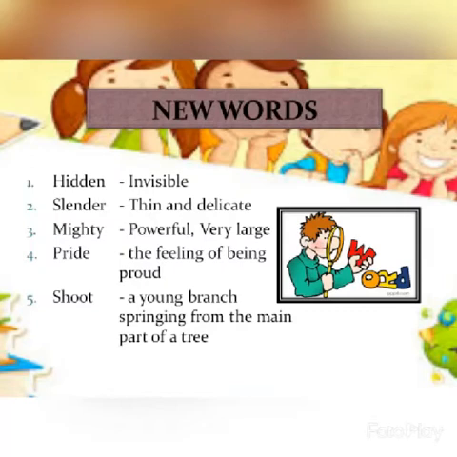Now we will move towards the new words from this chapter. The first word is hidden. Hidden means invisible. Second one is slender. Slender means thin, delicate. Mighty, very large. Mighty means powerful. Pride. Pride means the feeling of being proud. Shoot. Shoots are young branches springing from the main part of the tree. The small branch which comes out when we plant a seed, that is the shoot.